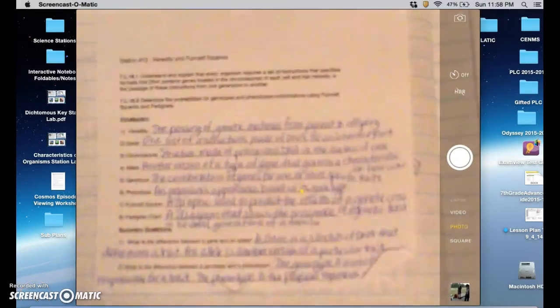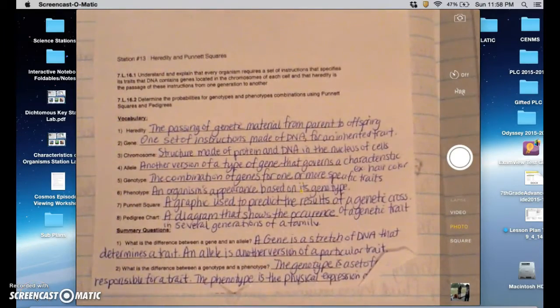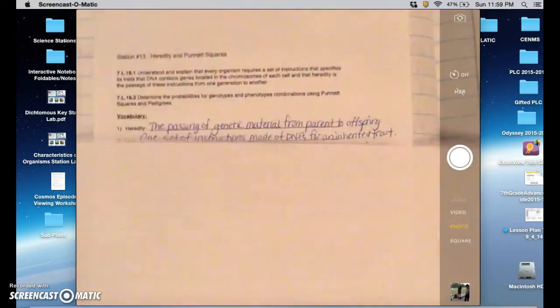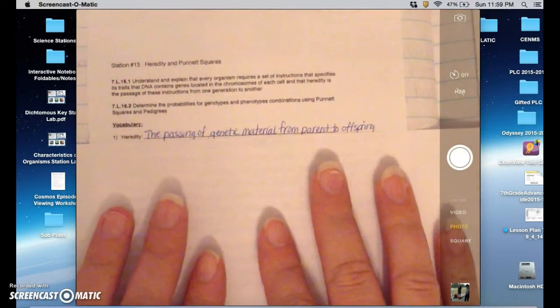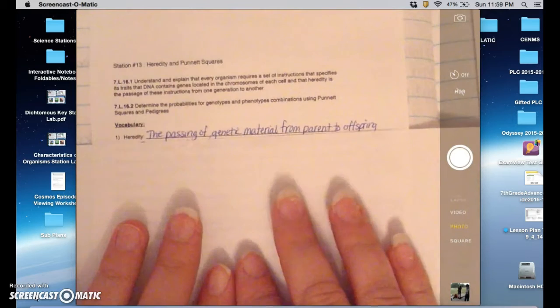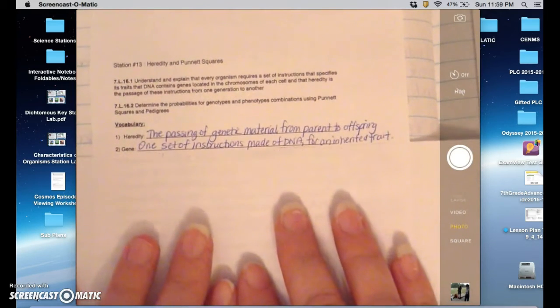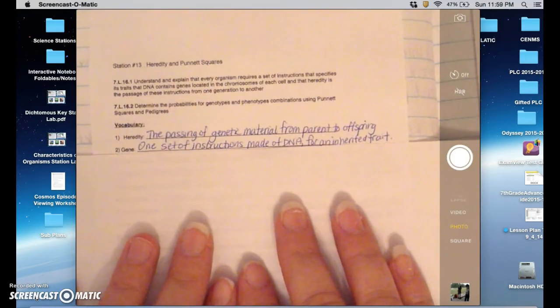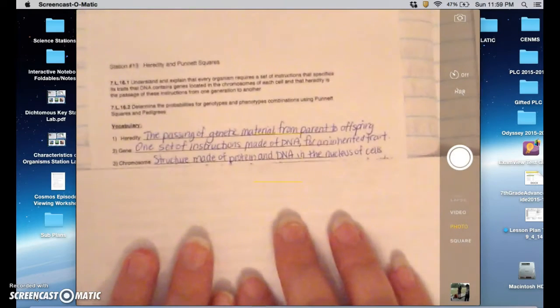Okay, starting with station 13 in this video, we are talking about heredity and Punnett squares and going over the vocabulary. Heredity is the passing of genetic material from parent to offspring. A gene is one set of instructions made of DNA for an inherited trait. Chromosomes are structures made of protein and DNA in the nucleus of a cell.